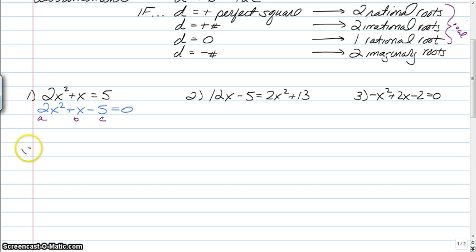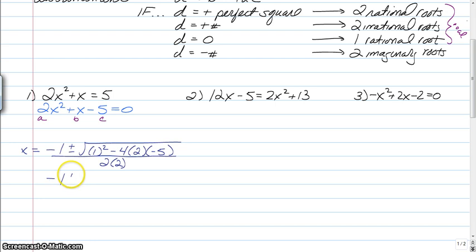So x is equal to the opposite of b, so negative 1, plus or minus the square root of b squared, which is 1 squared, minus 4 times a, which is 2, times c, which is a negative 5. And this is all over 2 times a, which is 1. I'm sorry, 2. So from here, just start simplifying.